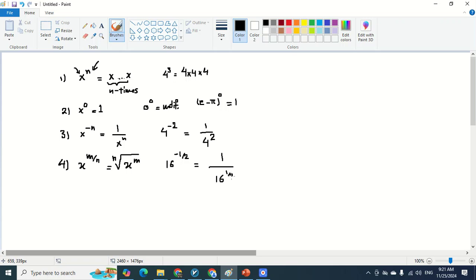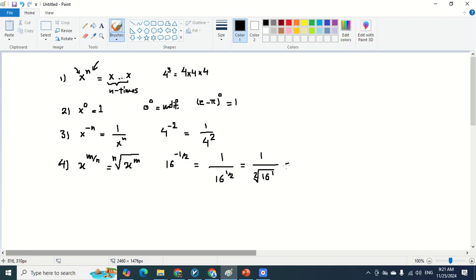Right now, because we have a fraction in the exponent, we keep the numerator for that number, meaning 16 to the power of 1, and we put the denominator as a root. It's a square root, or second root, of 16. And when we have the second root, it means we are looking for a number that, if we multiply it 2 times by itself, gives 16.